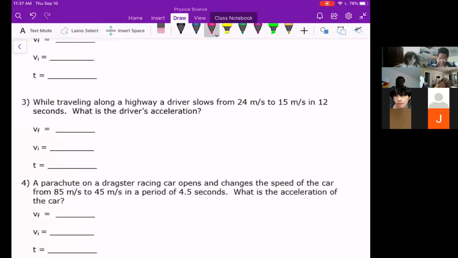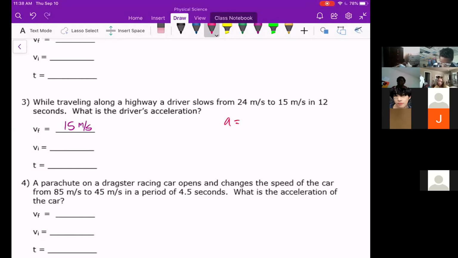All right, Robin, tell me one number that you want me to fill in somewhere. Any one you want. The final velocity is 15. All right, very nice. So he said the final velocity is 15. So let's just double check. While driving along a highway, a driver slows from 24 meters per second to 15 meters per second. So that does sound like that's the right one. So 15 meters per second for the final velocity. I'm going to go ahead and just write my equation so I don't forget.